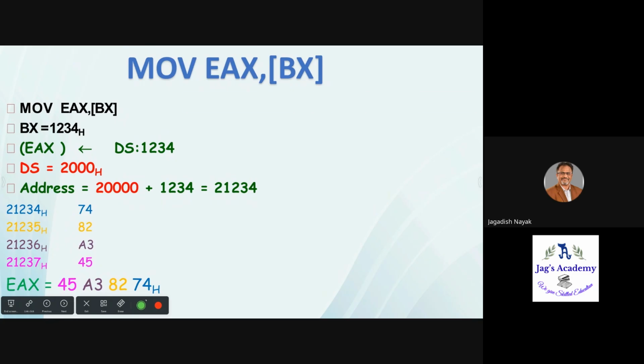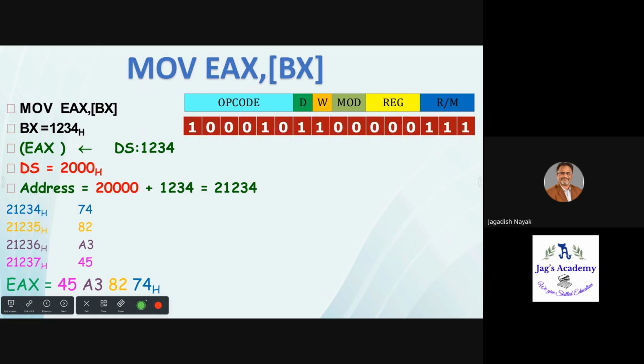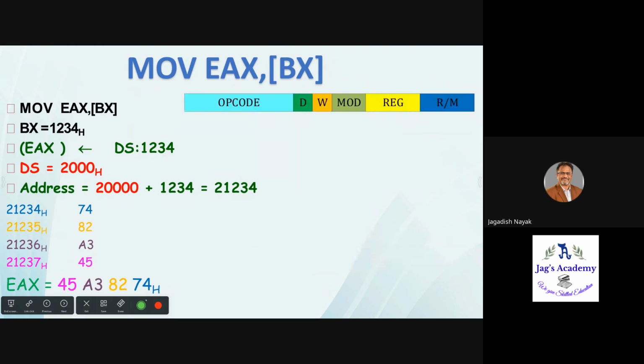See, now this is another example. This is the example of register indirect addressing mode, right? Okay. Can you write the machine code for this? 100010. D bit is 1, W bit is 1, REG is 000, mode bit is 00, R by M is 111. You refer to the table where within the bracket BX is there. Okay. See, within the bracket BX.